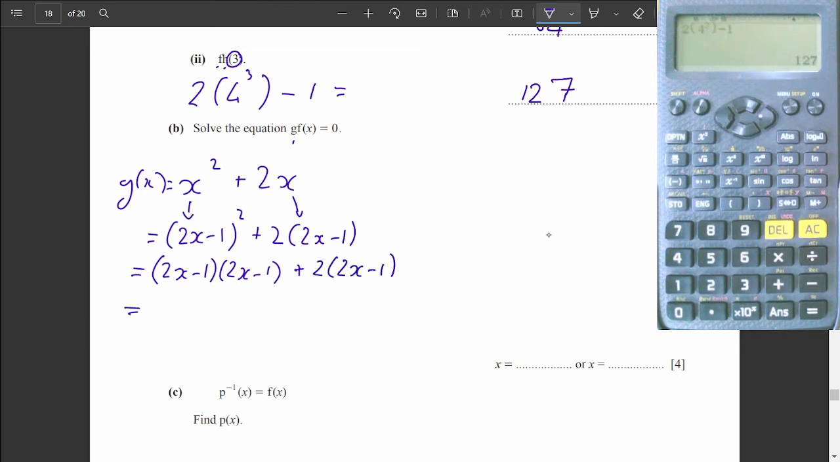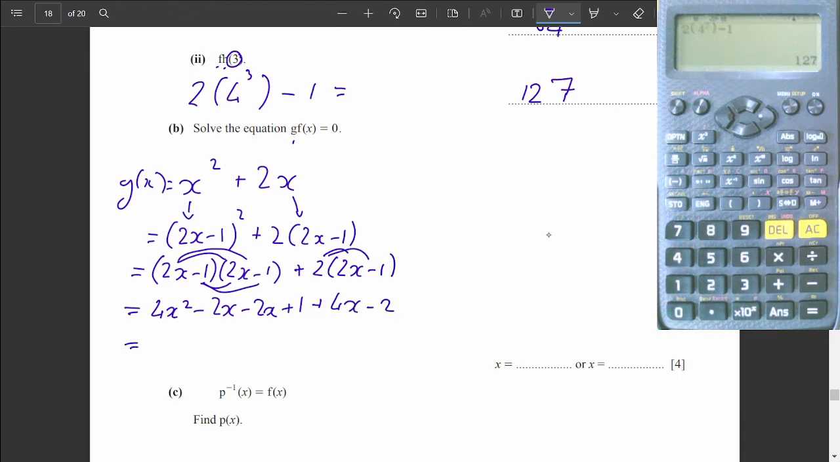Now we can expand the brackets. 2x times 2x is 4x squared. 2x times minus 1 is minus 2x. Minus 1 times 2x is minus 2x. And minus 1 times minus 1 is plus 1. Over here, 2x times 2x is 4x. 2 times minus 1 is minus 2.